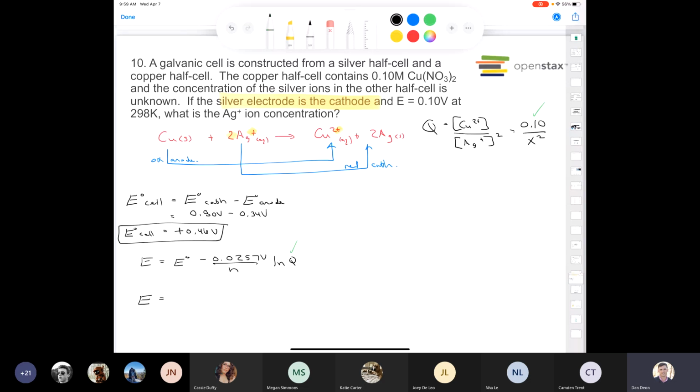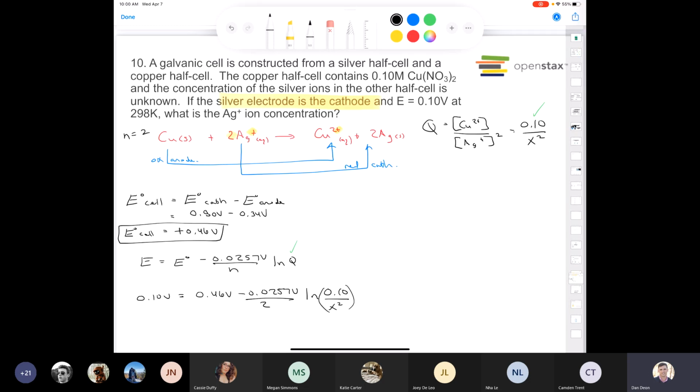So I want to calculate the concentration of my silver ions. I know what the non-standard cell potential is. It's 0.10 volts. It's going to be equal to 0.46 volts, subtract 0.0257 volts, divided by 2, since my n is equal to 2, multiplied by the ln of 0.10 divided by x squared. Now I just need to simplify this.